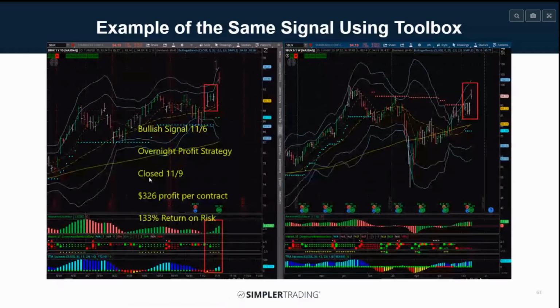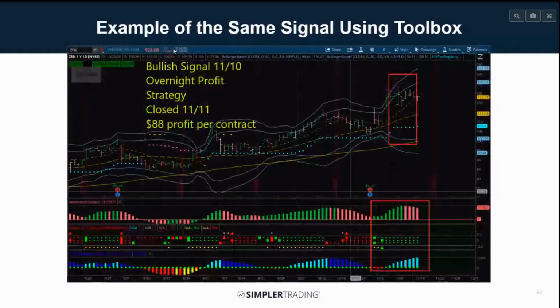But I opened it that Friday and closed it Monday, so I only held it over the weekend. I took a $326 profit per contract when that squeeze fired to the upside on Monday, and it was a 133% return on risk overall.